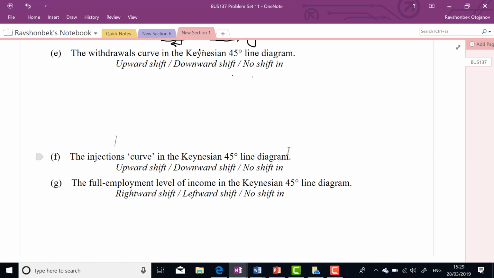Okay. Last one. The full employment level of income in the 45-degree line. What happens? Right. Yes, it's a right shift because we are improving capacity. We are increasing our capacity. It's a right shift. Number 4 is done. Now it's number 3, isn't it? Yeah, number 3.